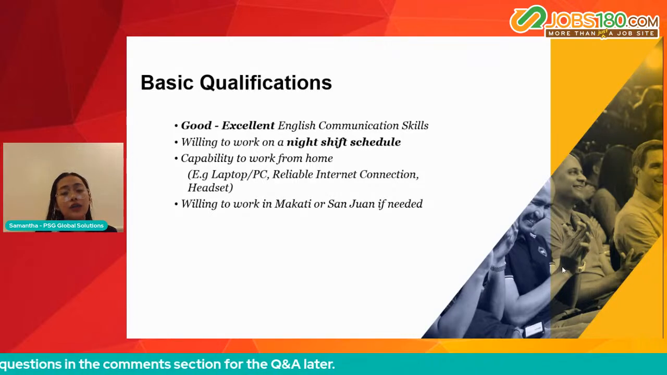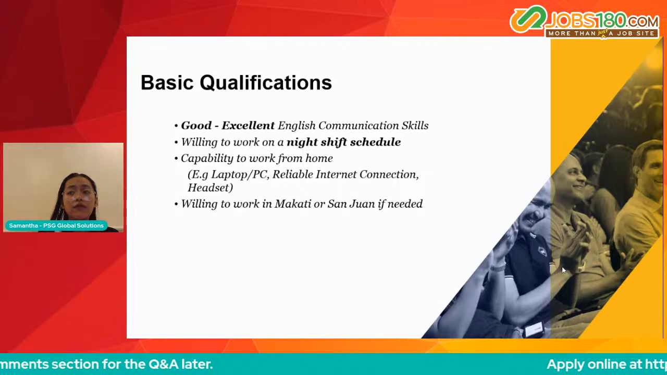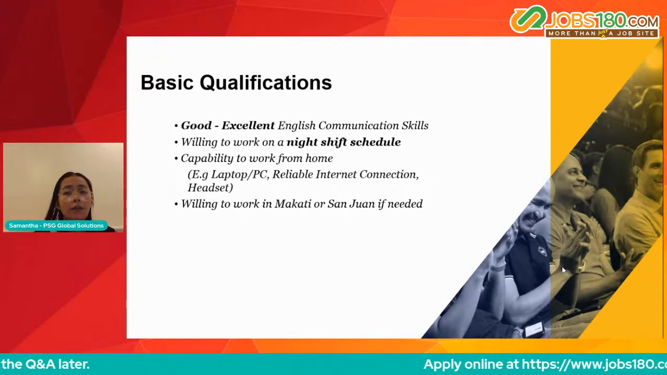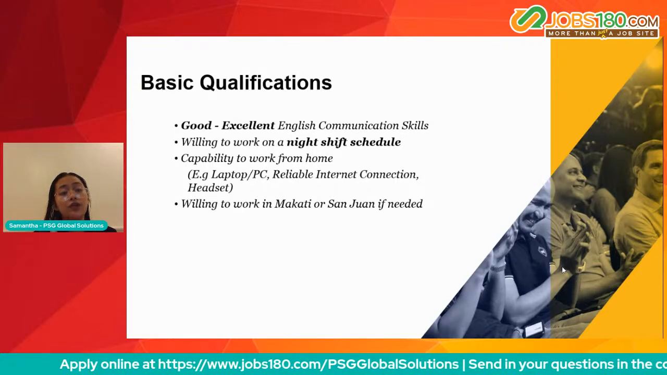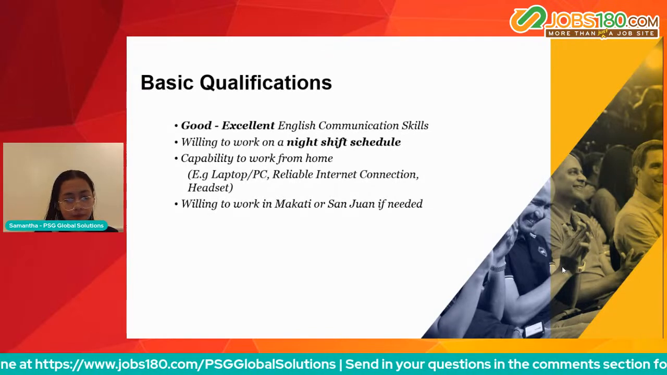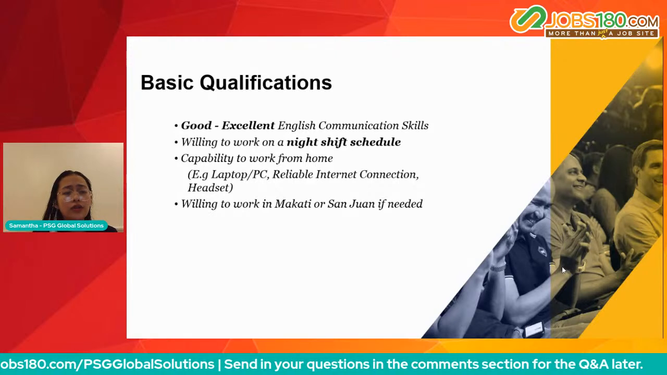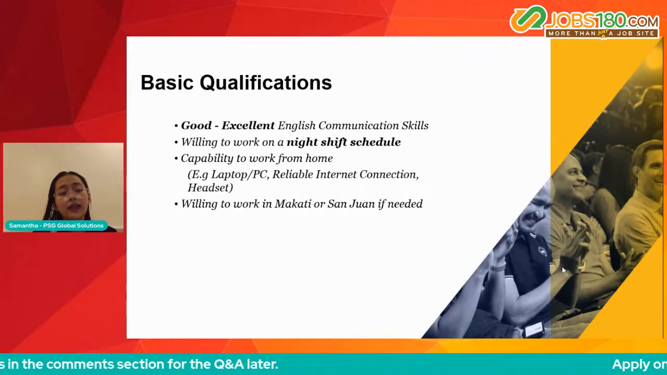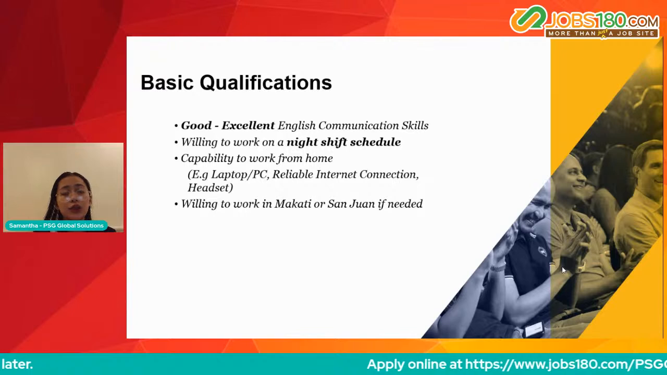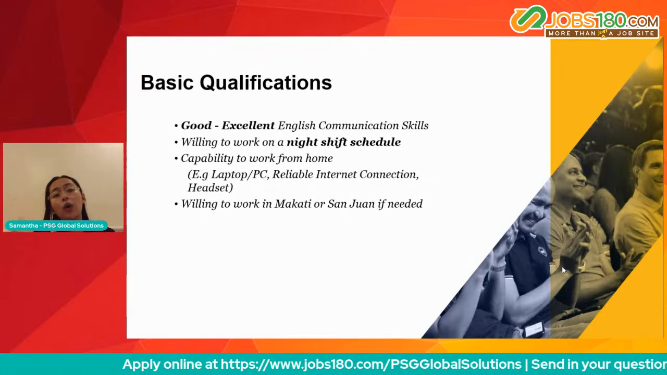As long as your location is accessible. So if you live in Metro Manila, in some parts of Calabarzon, in some parts of Cavite, we can send your equipment to you, right? So laptop, headsets. Also, be willing to work in Makati or San Juan. So these are our two sites. We're located in Ayala, Makati, and BTPC San Juan. So for our permanent positions, you must be willing to work in Makati or San Juan when we are required to go back to operations.